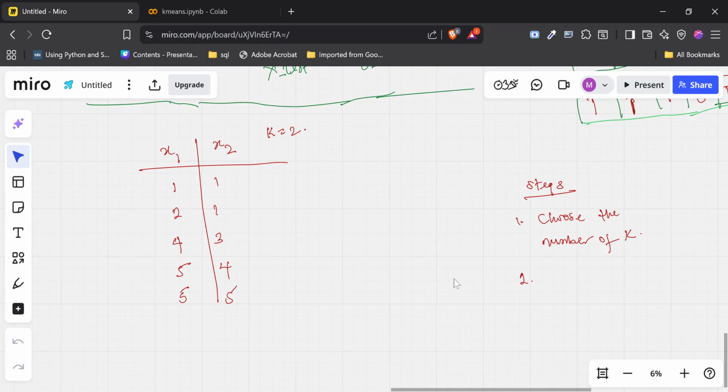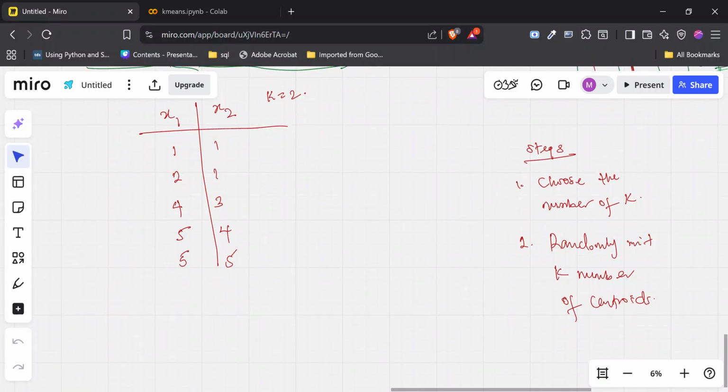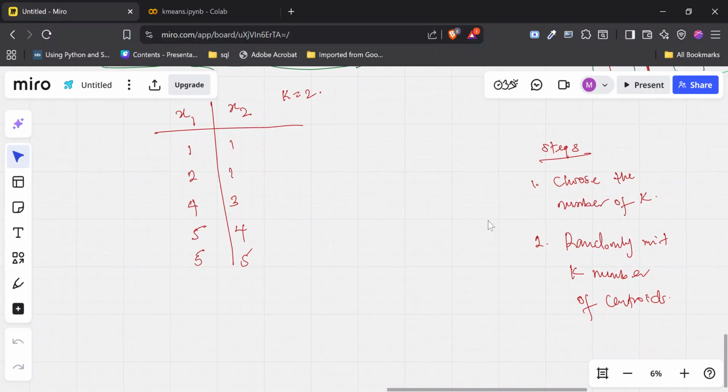The next thing that is going to happen under the hood in the algorithm, sklearn has already helped us package everything together, but this particular explanation is just to help you understand what happens under the hood. After you choose the number of k, the algorithm is going to randomly initialize k number of centroids. You can think of centroids as the middle of a particular cluster.